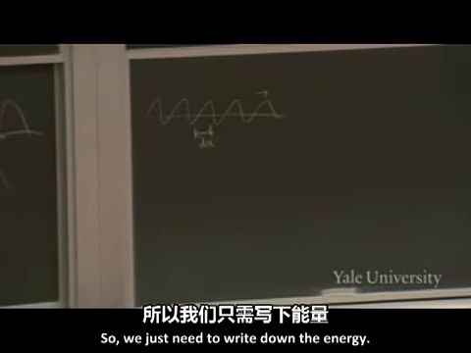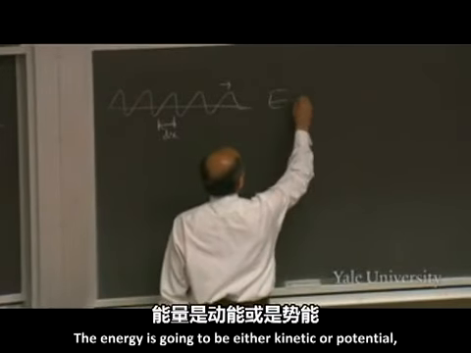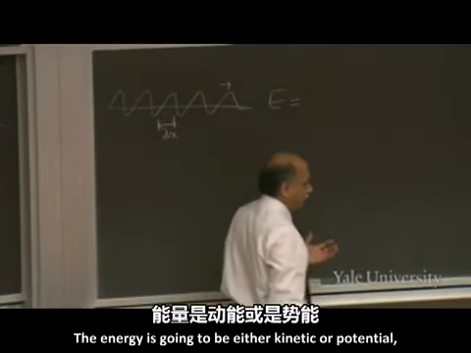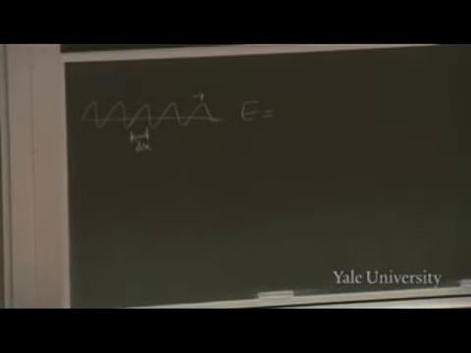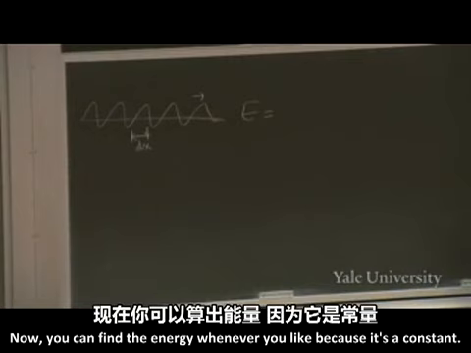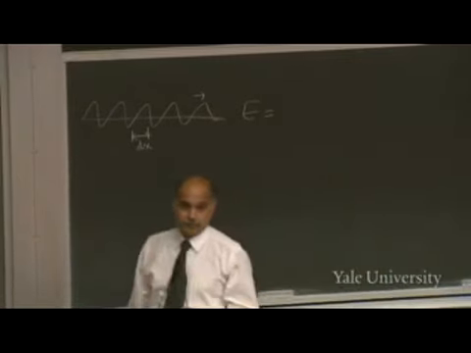So we just need to write down the energy. So how do you write the energy? The energy is going to be either kinetic or potential, or the sum of the two. Now you can find the energy whenever you like because it's a constant. Let's find it when the velocity is a maximum.